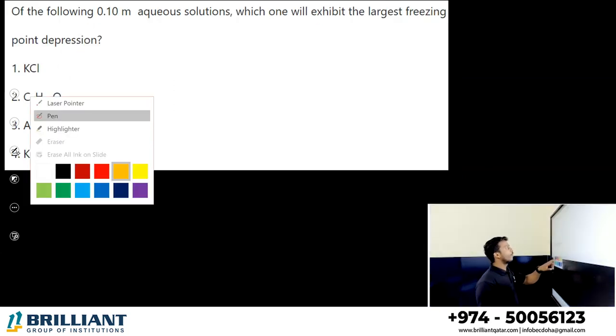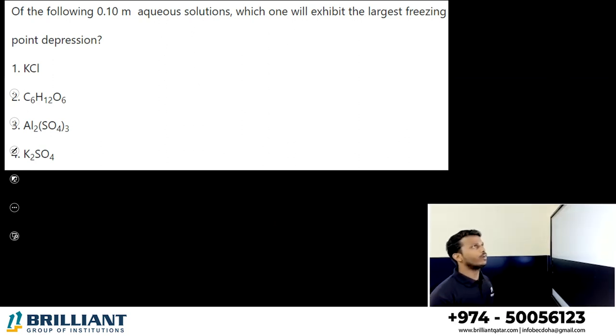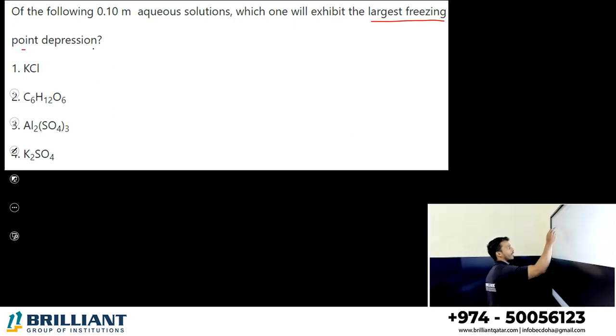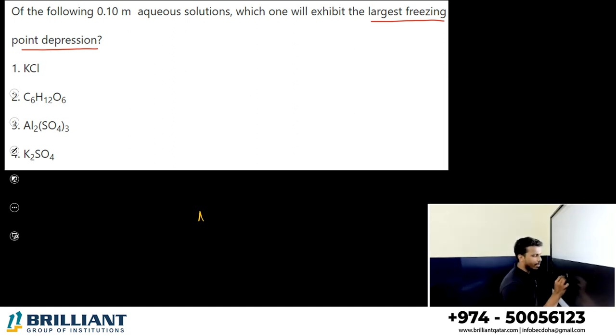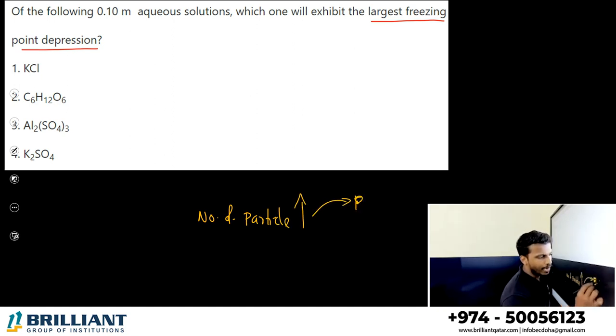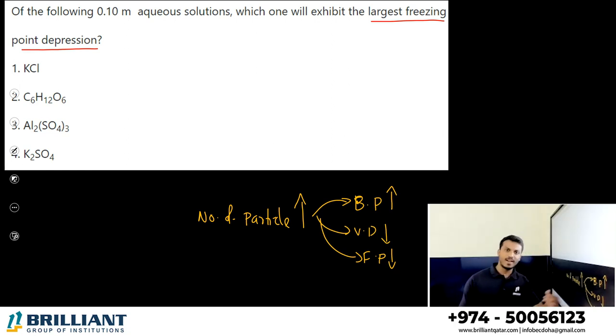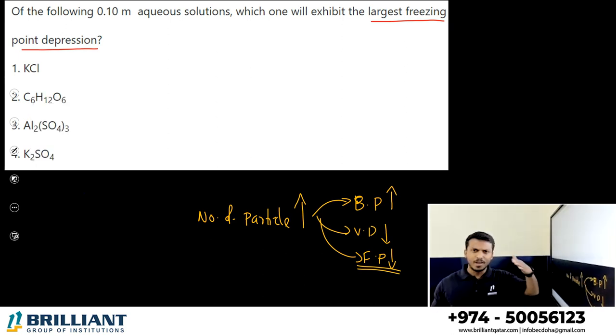Next, of the following 0.1 molar aqueous solutions, which one will exhibit the largest freezing point depression? We know freezing point decreasing is called depression in freezing point, right? We discussed that, once again I'm repeating. As the number of particles increases in a solution, boiling point increases, vapor pressure and freezing point decrease. What is the factor we need here? Freezing point. The larger the number of particles in the solution, the lower the freezing point. The question is which will exhibit the largest depression in freezing point, where you can observe a very low freezing point.